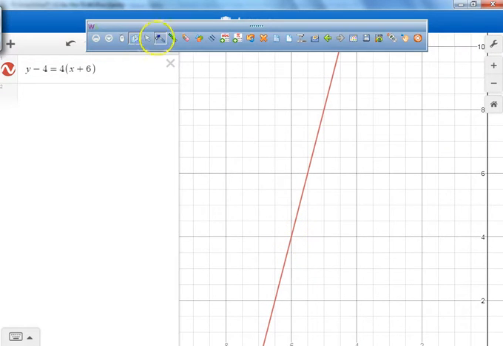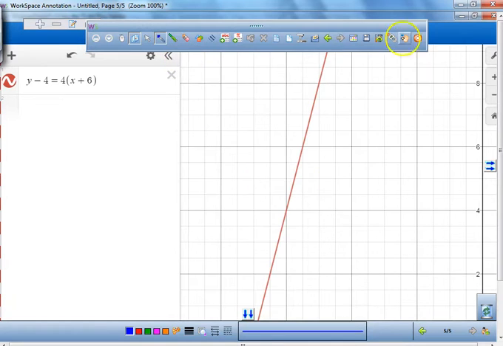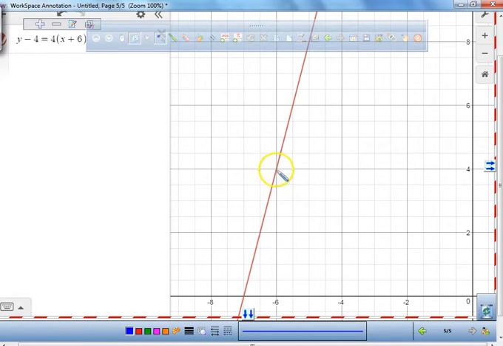How it goes? I'm gonna do a snapshot here. Move it a little bit. Here we go. Take a snapshot of this. Okay. That's what's great about this program, you can actually see it goes through -6 and 4. That point right there is at -6 and 4.